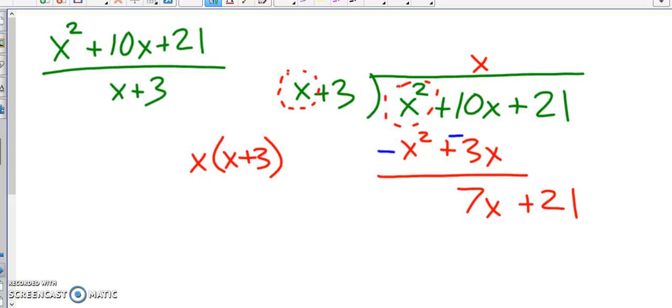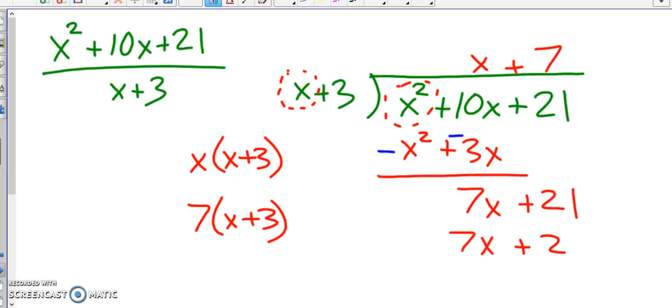This would be 7x, and then you bring down your 21, right? Sound good so far? And then I take a look at this first piece again, and I say, what do I have to multiply x by to get 7x? 7. So this would be plus 7. I distribute 7 to the x plus 3 that I'm dividing by, and I get 7x plus 21.